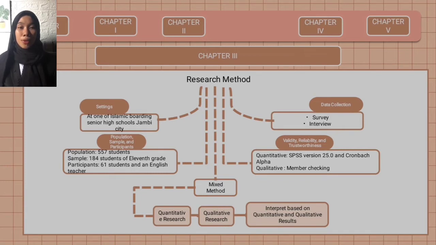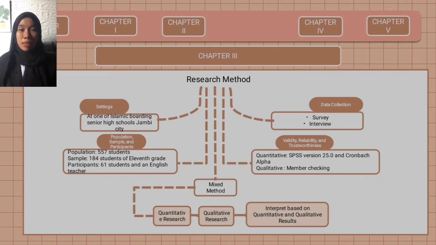Population: the total number of students at the school is 557 students, the sample is 184 students of 11th grade, and the participants are 61 students and an English teacher. Data collection: a survey by delivering a questionnaire, and interviews. Validity and reliability: for quantitative data, I use SPSS version 25 and Cronbach's Alpha to check the validity and reliability. So the result is that 11 of the 20 questions are valid. For qualitative data, I use member checking to make sure that trustworthiness was maintained.